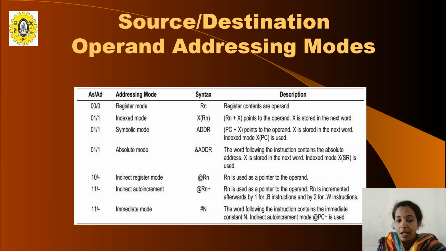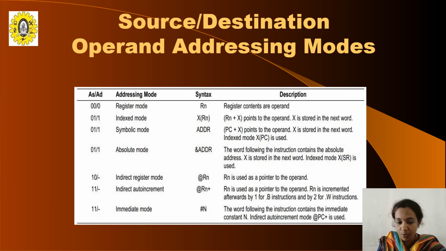Indirect register mode means @Rn. Rn is used as a pointer to the operand. Indirect auto increment is @Rn+. Rn is used as a pointer to the operand. Rn is incremented afterwards by 1 for .b instructions and by 2 for .w instructions. So if we are mentioning .b in the instruction, then say for example, the R1 register will be incremented by 1. If .w instructions are used, then the R1 register will be incremented by 2.